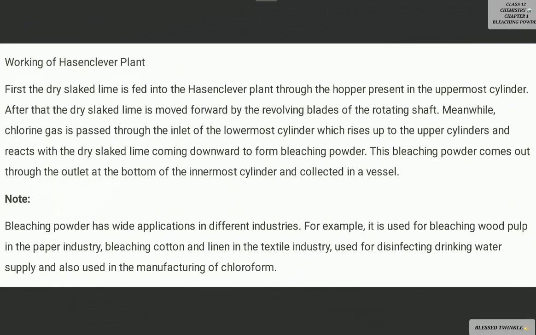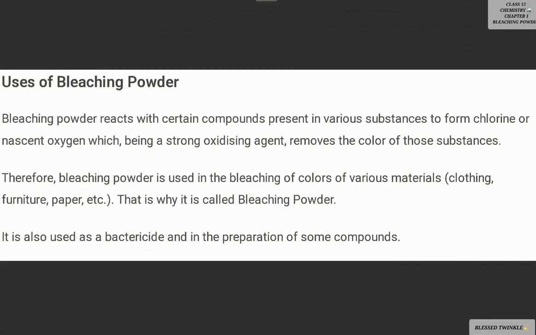This is the Hasenclever method. Bleaching powder comes out through the outlet at the bottom of the innermost cylinder and is collected in a vessel.